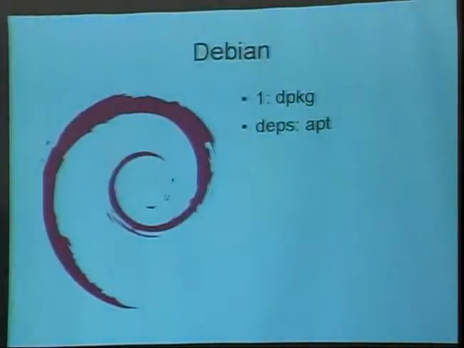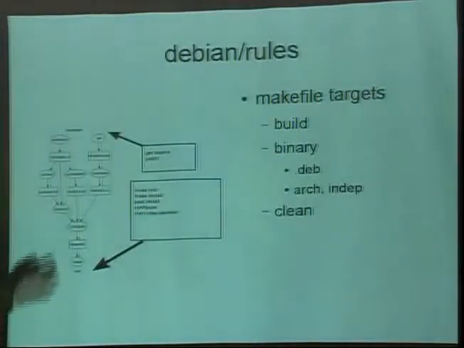So Debian, the tool to deal with a single package is dpkg. There's actually dpkg and so on. And then for multiple packages, it's apt. The way Debian sees the shell script wrappers is basically, why don't we make it a makefile? And that's what debian/rules is.